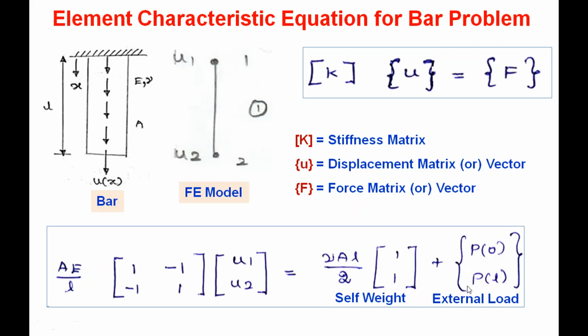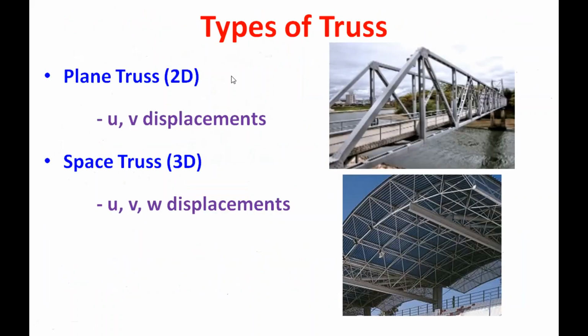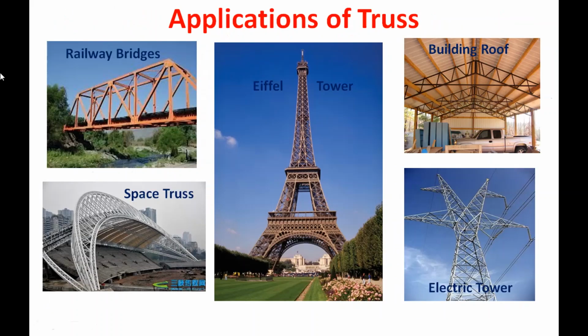We are going to use the same line element to solve the truss problem. If you want to employ this line element for solving the truss problem, we have to make some important assumptions, then only can we use this line element to solve the truss problem. So we will discuss what the assumptions are. These are the assumptions made to apply the line element to solve the truss problem. Why are these assumptions important? Because in case of truss, the members of the truss are at different orientations.